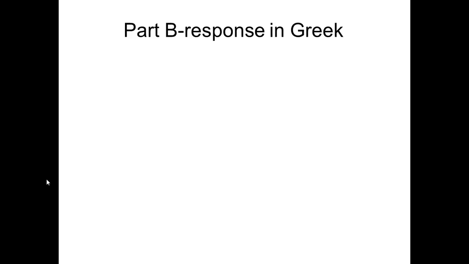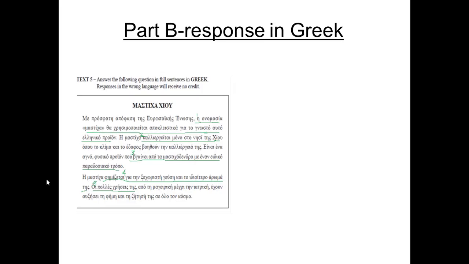Now let's take part B, response in Greek. As you can see, the text that requires a response in Greek is a very small text basically. It's less than 100 words here. And that makes it more difficult when you have to write your answer, because it doesn't give you the option to pick a few things and write them. And because we can't just copy and write to the answer sheet, we have to change the language.